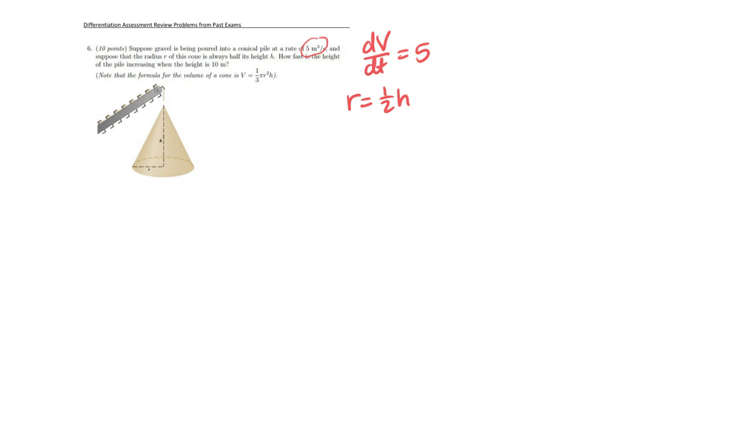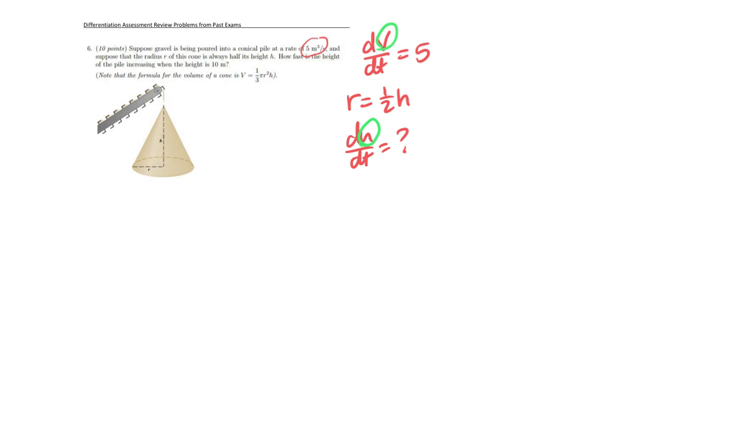What we want to do is get this volume in terms of height only. I'm asked for dh/dt. That's the one I'm trying to find. So I need to find a relationship between V and h. And once I get that, I can take the derivative of that implicitly with respect to t.